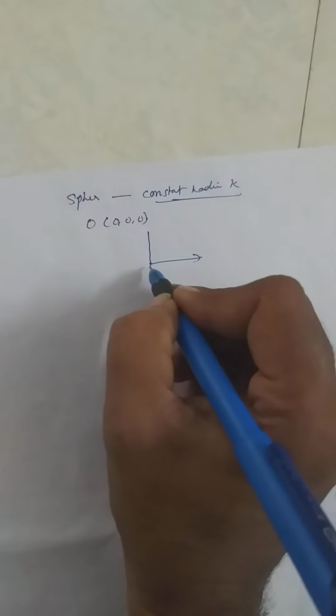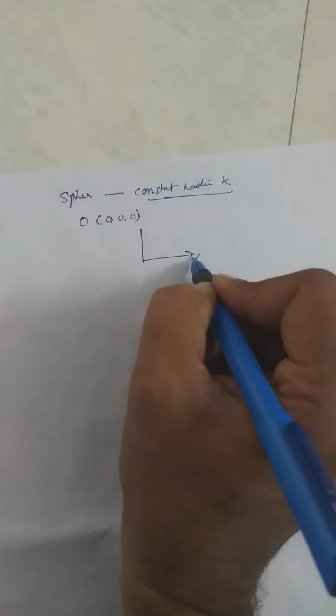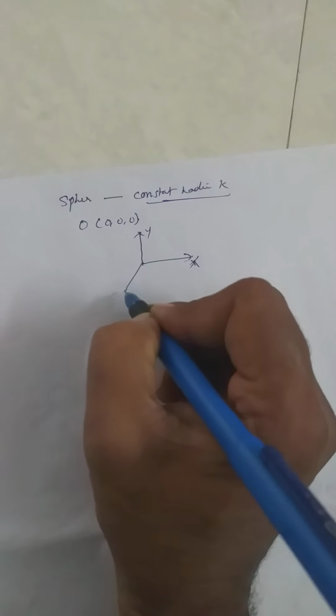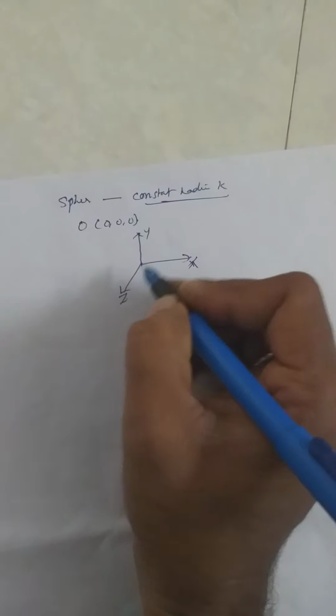Right. What is the given data? A sphere with constant radius k is given. This is passing through the origin and cuts the axes. How many axes will be there? X axis, y axis, and z axis. Three coordinate axes are there.